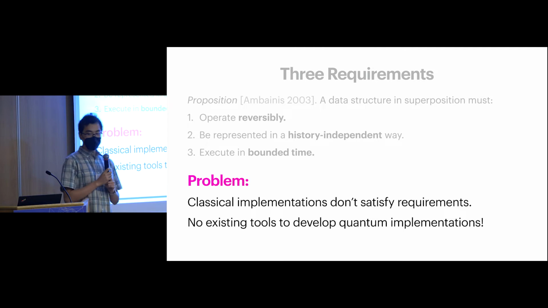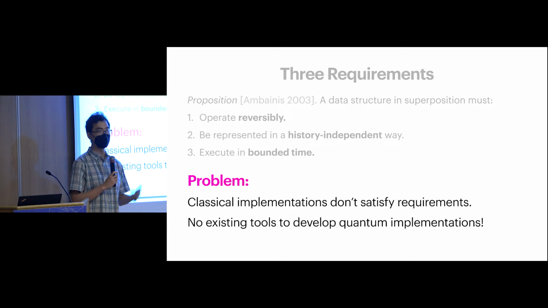The problem that we identify in this work is that classical instances of data structures, the implementations like linked lists and hash tables, they don't satisfy these requirements. So we're going to need new implementations, and what's more, we don't have any existing tools, no languages or frameworks that allow us to make these quantum implementations.